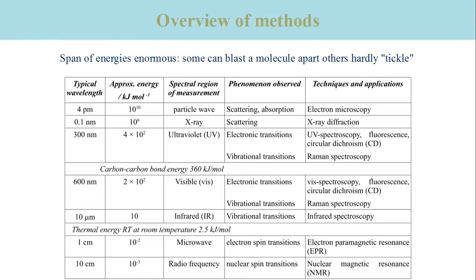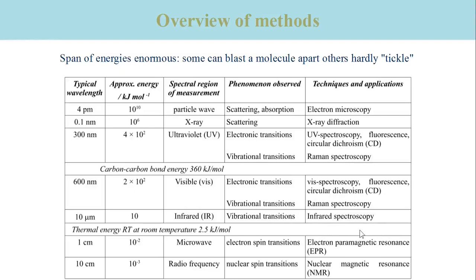Electronic states have large transition energies, and therefore light in the UV or visible spectral range is needed to induce them. The spectroscopic techniques in this spectral range are UV visible spectroscopy, fluorescence and circular dichroism. Smaller photon energies are required for vibrational transitions, which are observed in the infrared spectral range. Very appropriately, the technique used in this spectral range is named infrared spectroscopy.